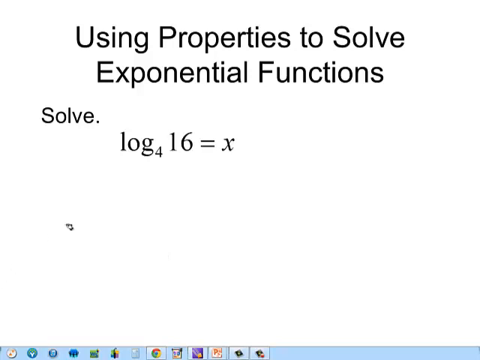See if you can do this one on your own. Okay? Alright, I'm going to try it here. I'm going to take the antilog of both sides. And that cancels that. And I have 16 is equal to x to the 4th power. And how would you finish this?